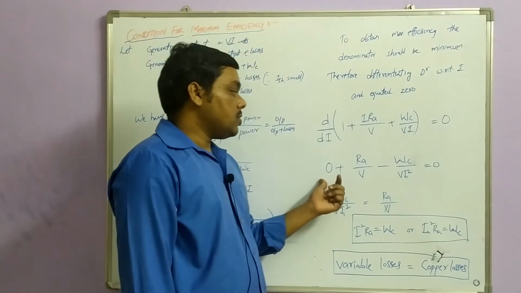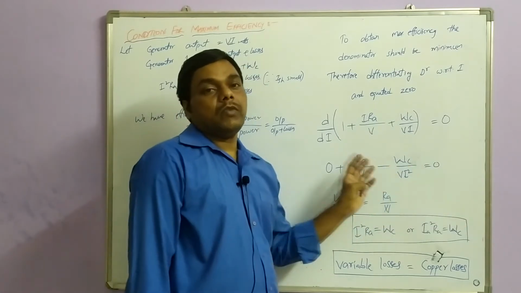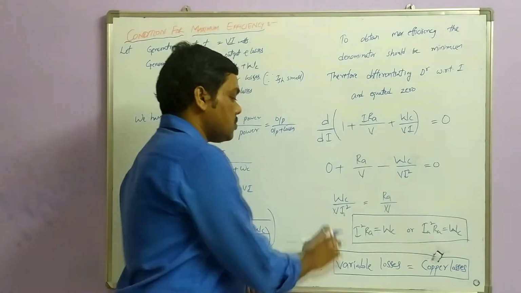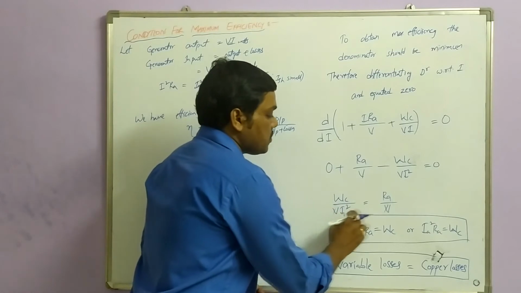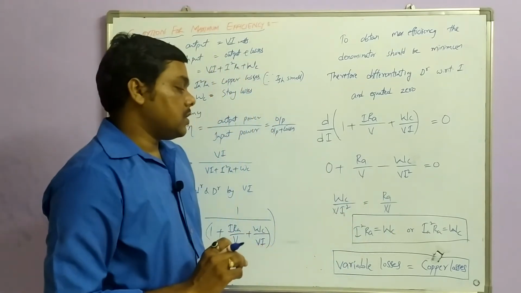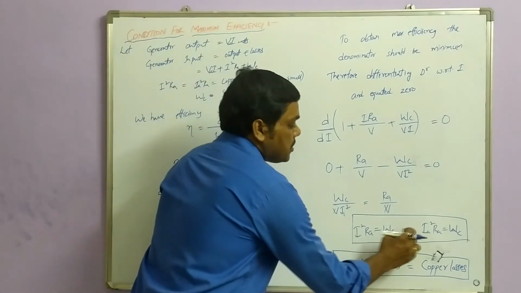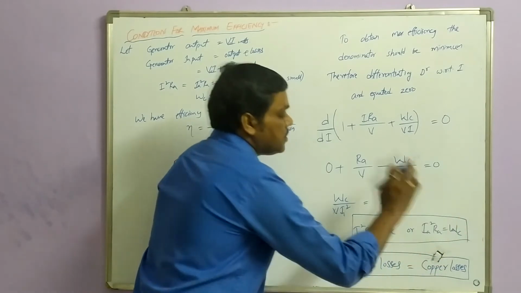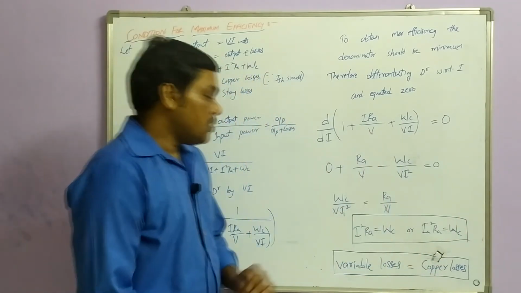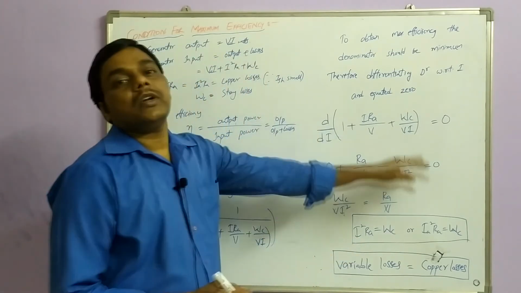Now this term is 0 and we are getting one negative term. Take it to the right hand side and we will get the positive term. So WC by V into I square equals Ra by V. Both V terms get eliminated. We will get I square Ra is equal to WC, or Ia square Ra is equal to WC. This is the condition we get after differentiating.